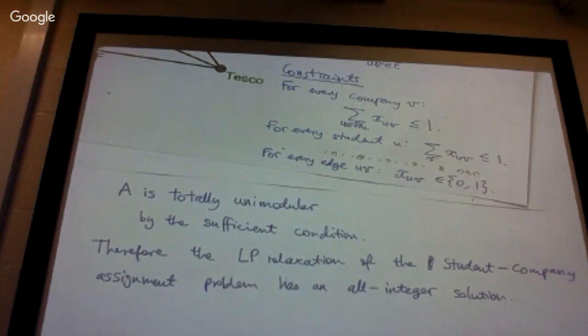How much time is left? Not much. There's not enough time left for anything.